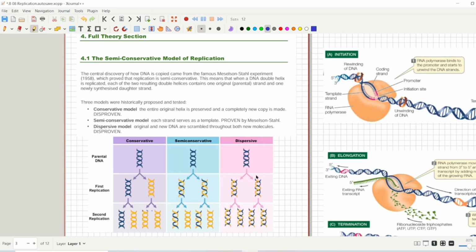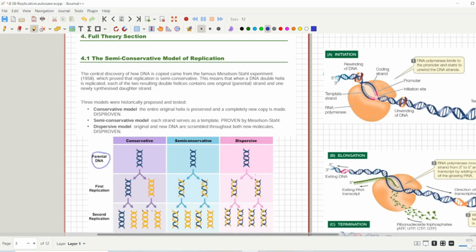First of all, the molecule of DNA which is replicated is called the parental DNA, that is right in front of you, and the molecules that are formed after replication are called daughter DNA molecules. So from one parent DNA molecule you will have two daughter DNA molecules.